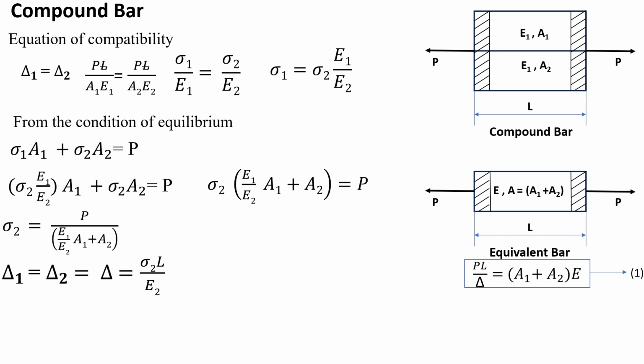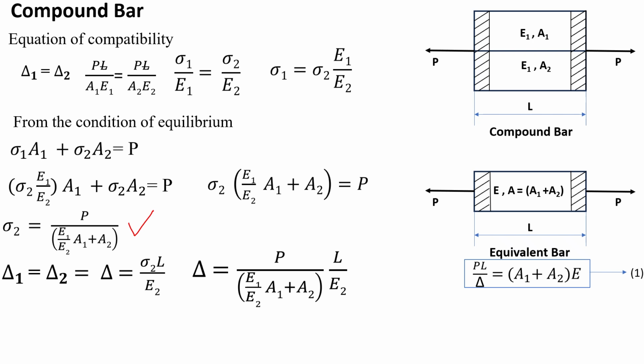And we know in the compound bar delta 1 equals delta 2. Let's consider that as delta. This can be expressed in terms of the sigma 2 value, so delta equals sigma 2 L divided by E2. Next, we substitute the sigma 2 equation. This is the sigma 2 value, and you have to substitute it in the delta equation.